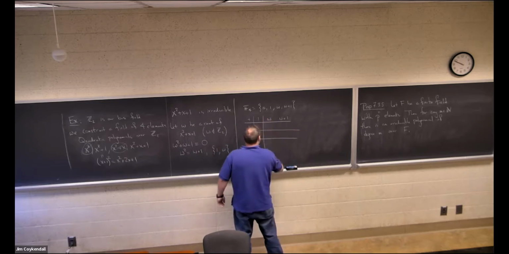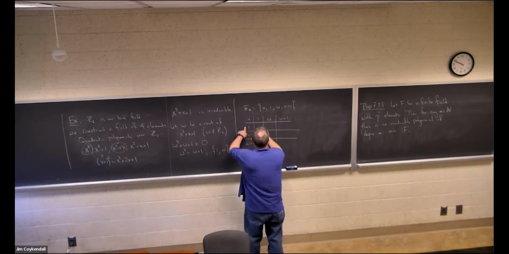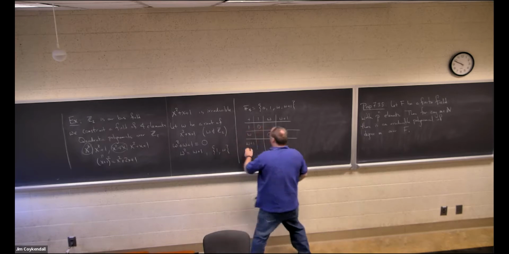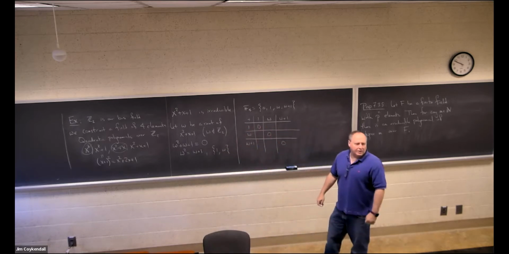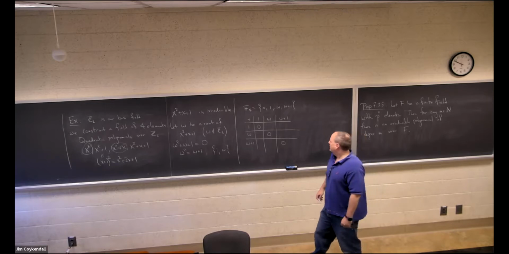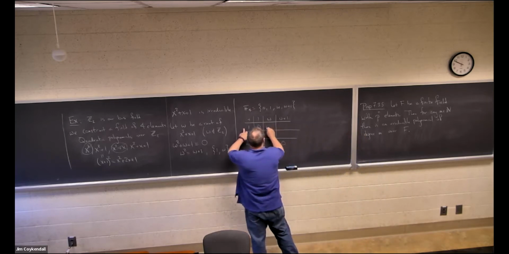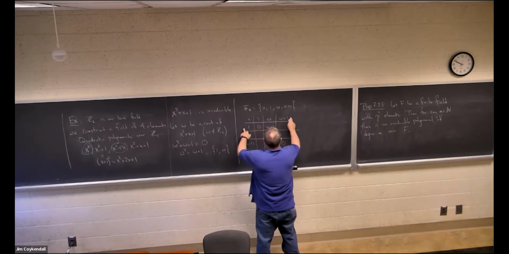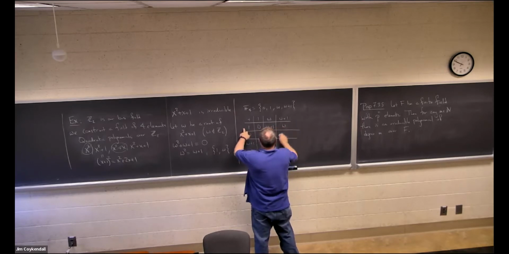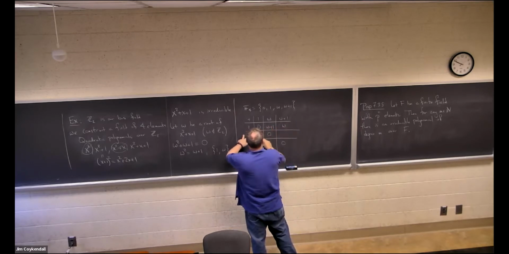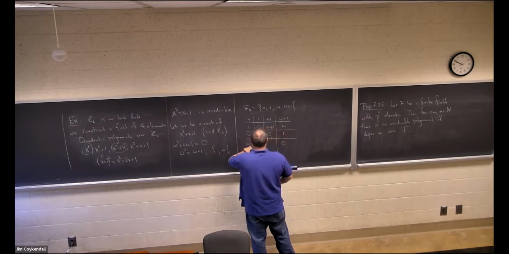Here's how the field works. 1 plus 1 is 0. When you add anything to itself, you get 0 because 2 equals 0 here. 1 plus omega is omega plus 1. 1 plus omega plus 1 is omega. Omega.